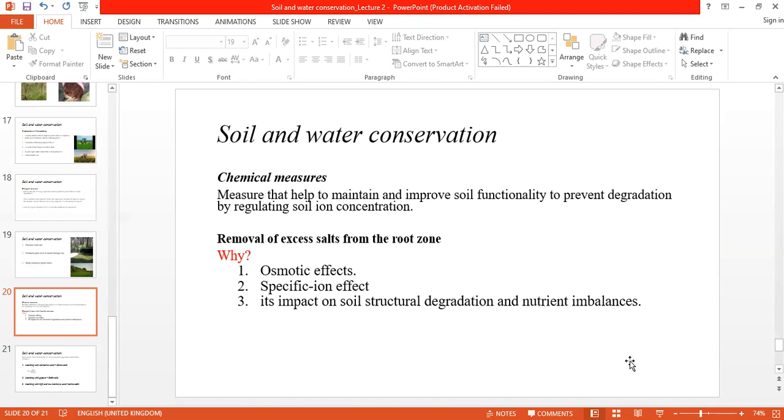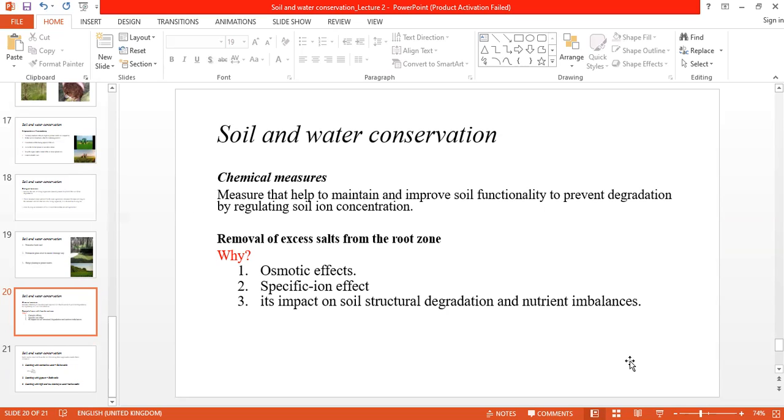If there's a lot of salts in the soil, even if you irrigate a lot of water, plants will not be able to access that water because the salts are the ones which are going to attract that water. So that's the more reason you need to remove those salts from your soil. But also, if you have an increased amount of salts, they can be toxic to your crops.